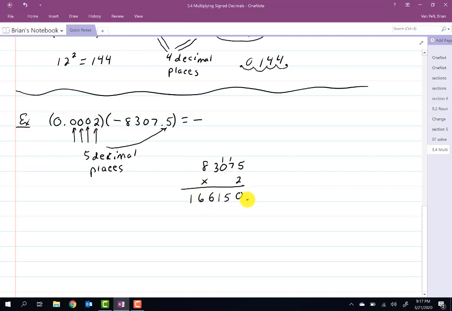So I'll take my decimal at the end after the 0, and I'll move it to the left 5 places. There's 1, 2, 3, 4, 5. 1.6615. Now there's a 0 at the end. I don't need to include the 0 at the end because you can either have it or not have it. It doesn't matter. If you have the 0 at the end of it, you will not get marked off. It is still correct, although it is completely unnecessary.